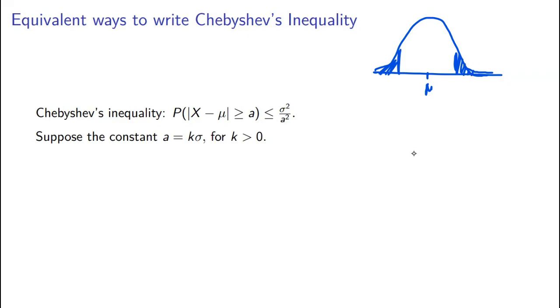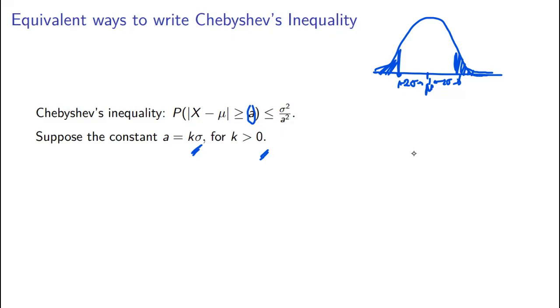In fact, what you typically want to find out is how likely is this random variable to take values outside of k standard deviations from the mean. I'm just going to take an example. Let's say 2 standard deviations away from the mean on either side. Okay, 2 sigma. So in that case, what you're doing is you're replacing this constant a by k times sigma for k greater than 0. 2 standard deviations away from the mean, or 3 standard deviations away from the mean.